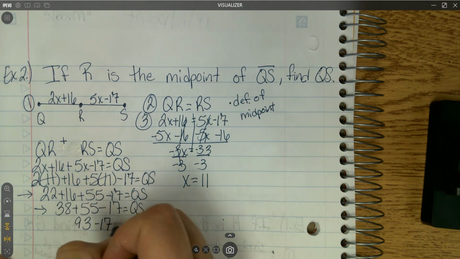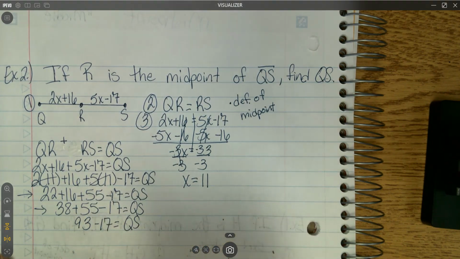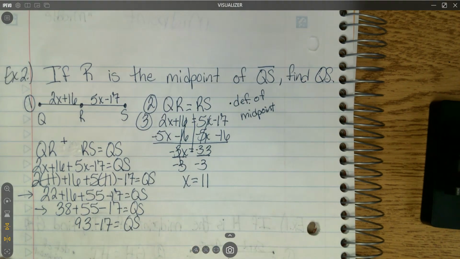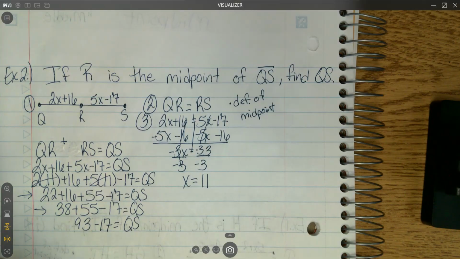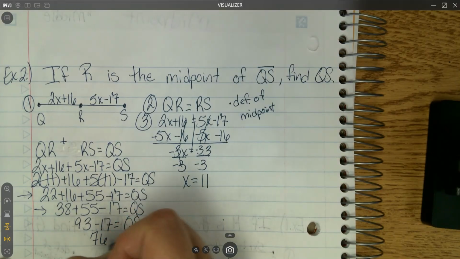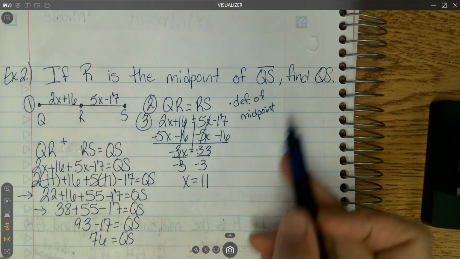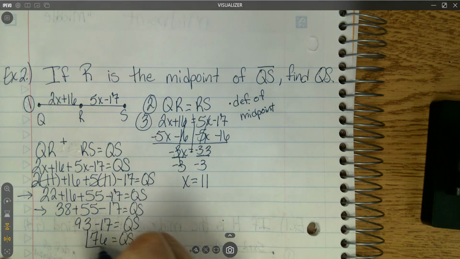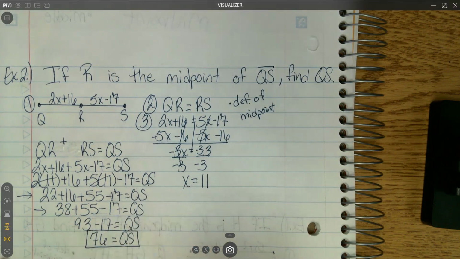93. And no, I'm not trusting my brain with mental math right now. And I get 76. And I have answered the question. So I'm boxing it in. Look how beautiful that is.